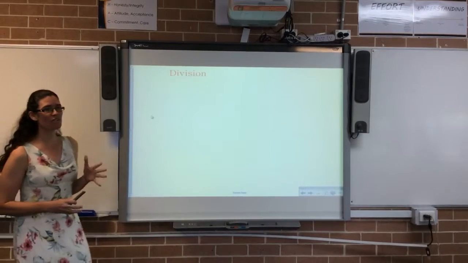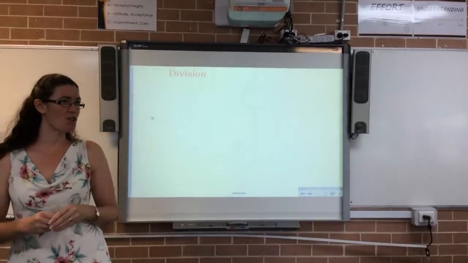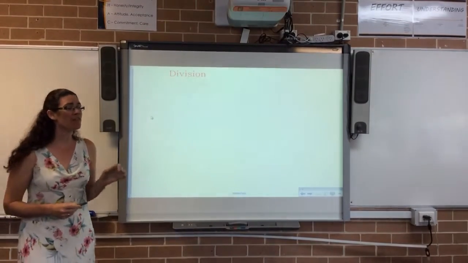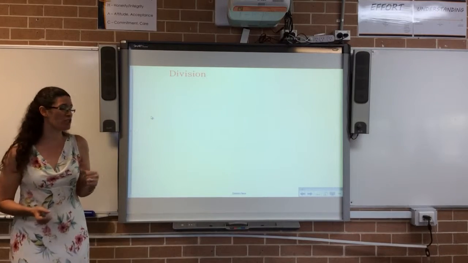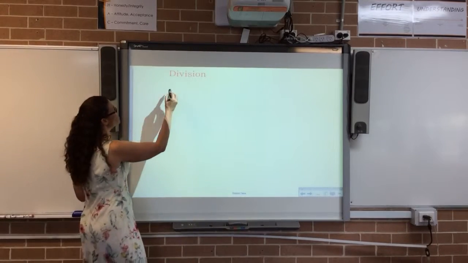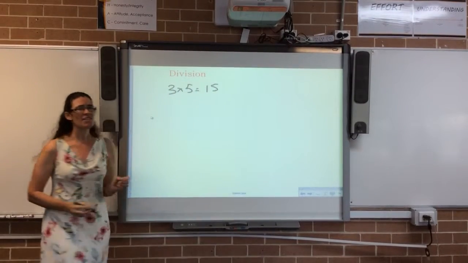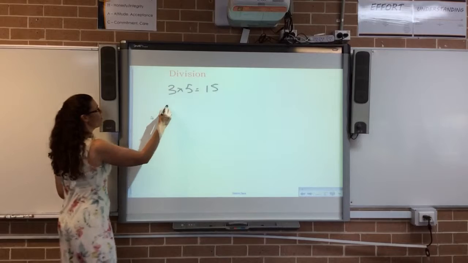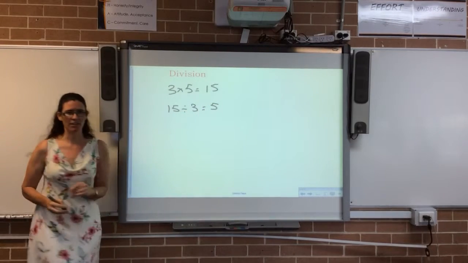Today's lesson is about division. Division requires us to know our times tables. Every answer for the multiplication can be rewritten as a division question. So, if I know that 3 times 5 equals 15, then I must also know that 15 divided by 3 gives 5.